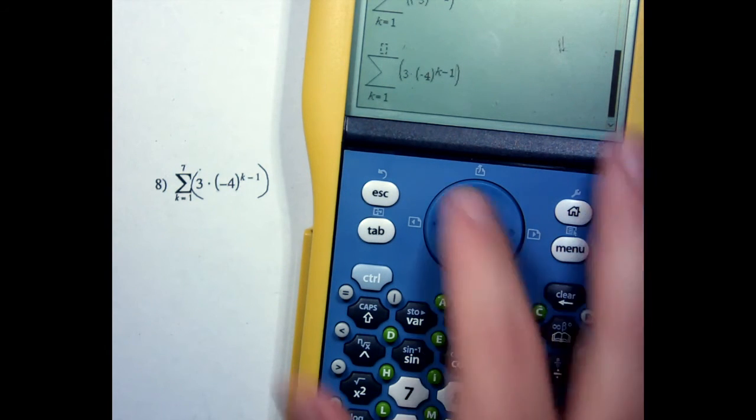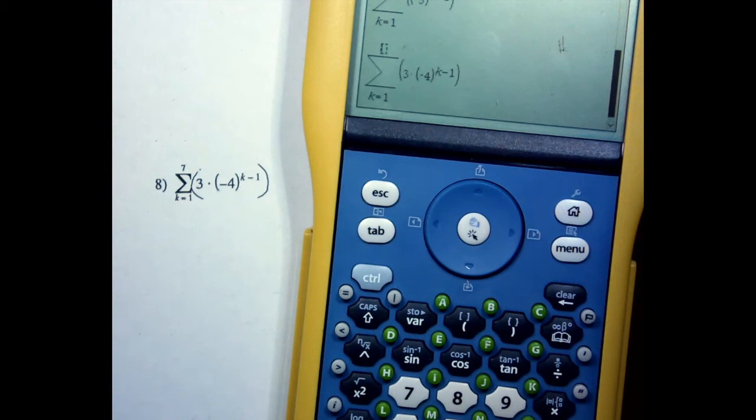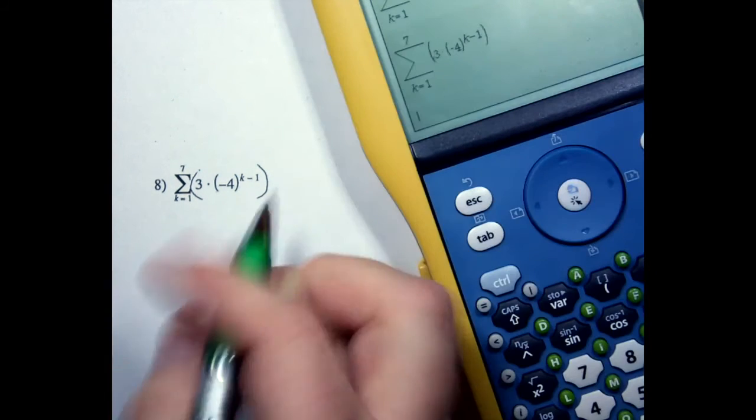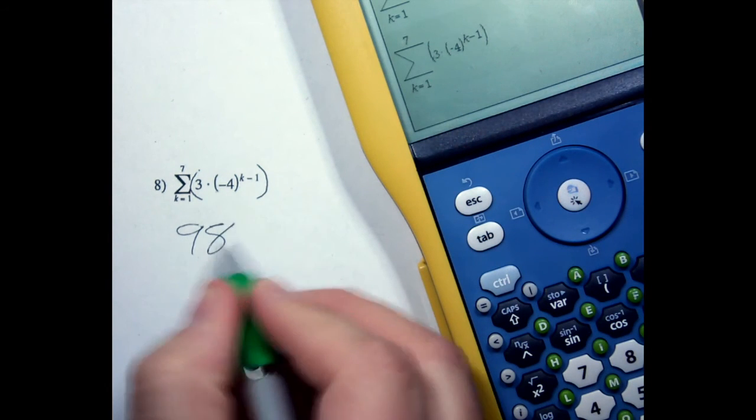See how I got it to look just like it is in the parentheses? See how what I have on my paper looks just like that on the calculator? Then I'm going to put 7 in for my upper boundary, and I'm going to hit enter, and you get 9,831. How many of you guys got 9,831?